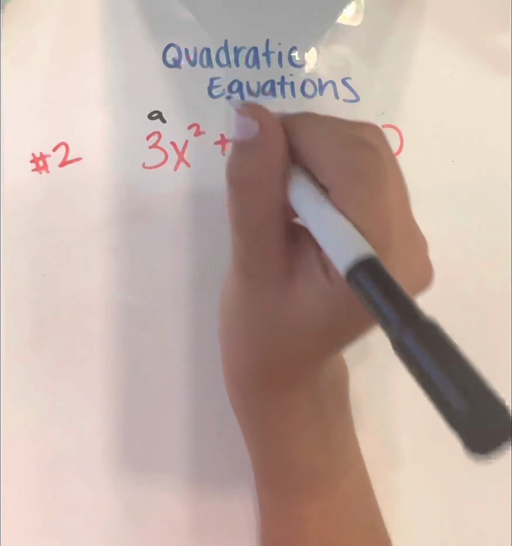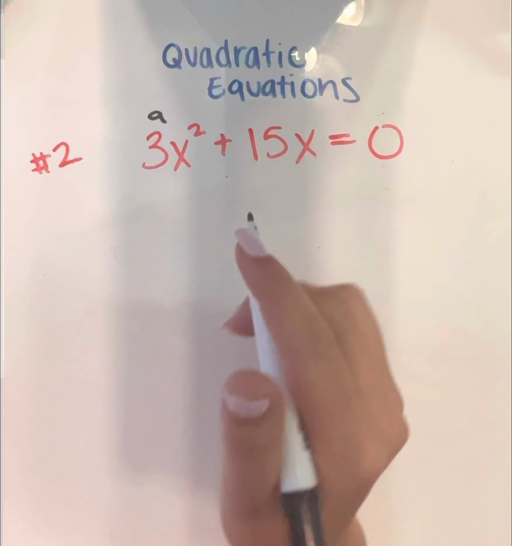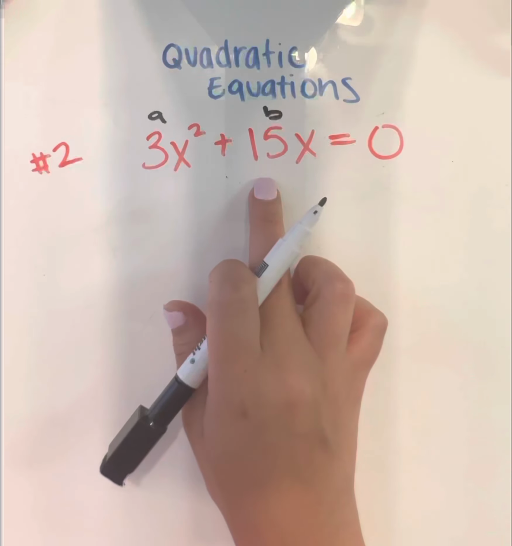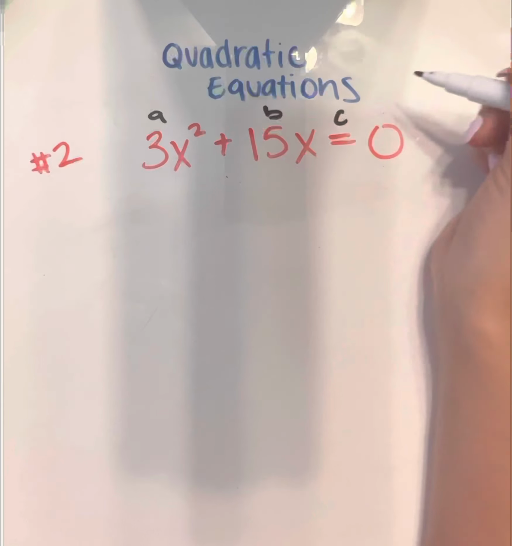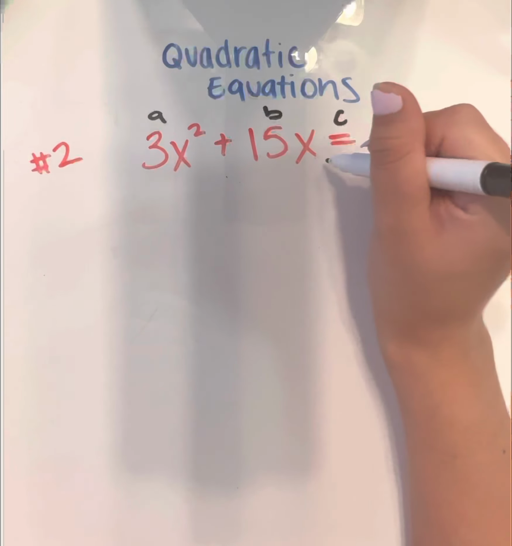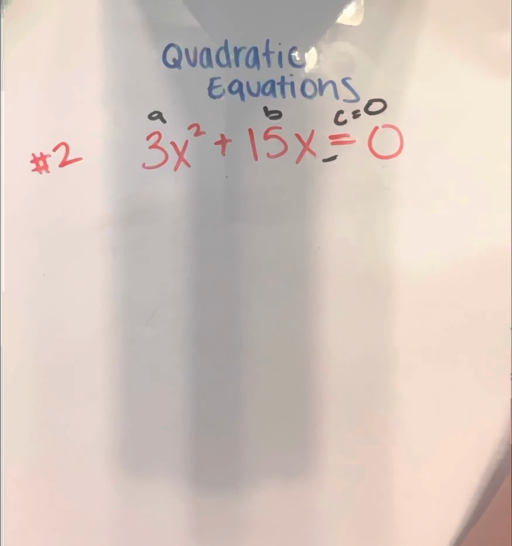We have our a value is the coefficient 3. Our b value is our coefficient of 15. And we can see that we don't have a c value, so we can just go ahead and set it equal to 0. We know that c is going to be equal to 0.